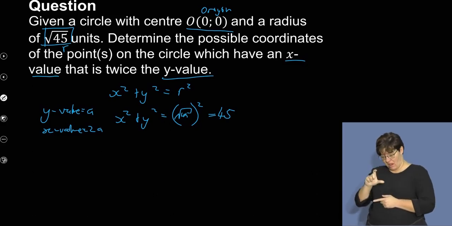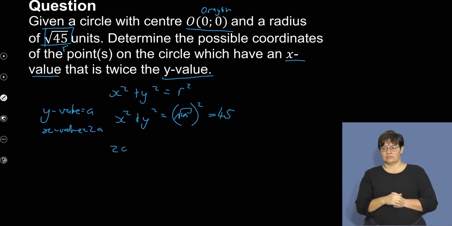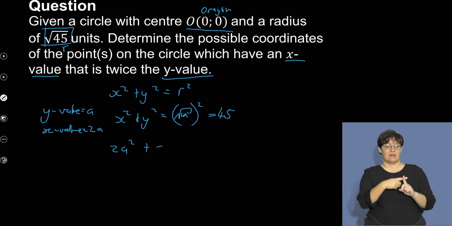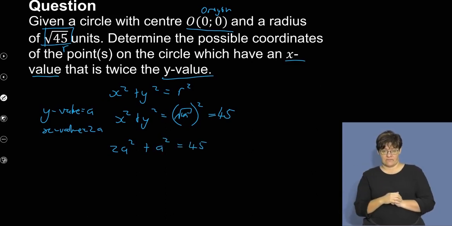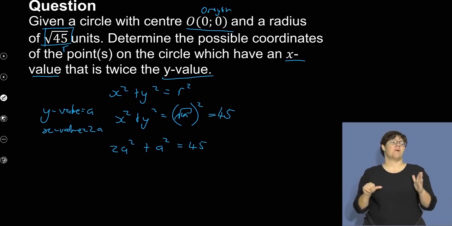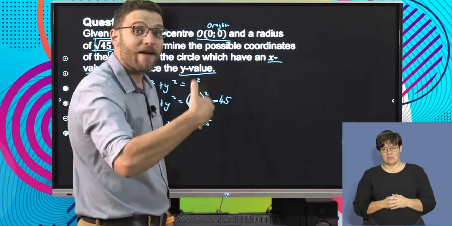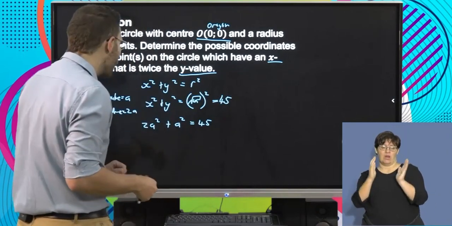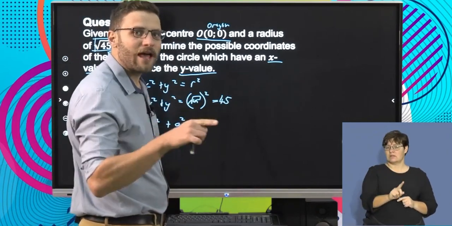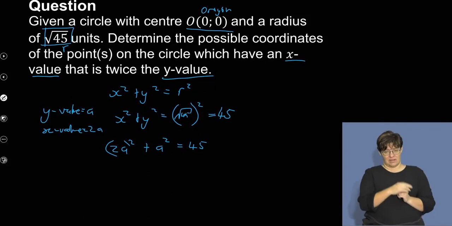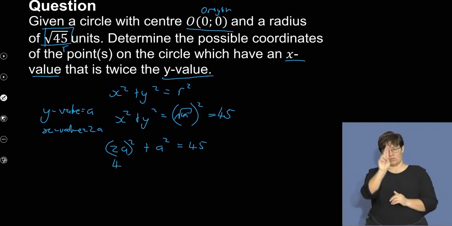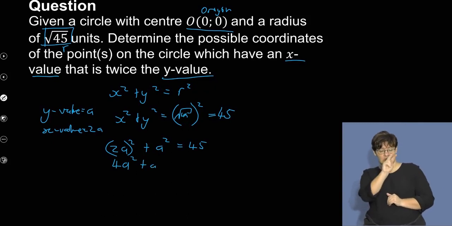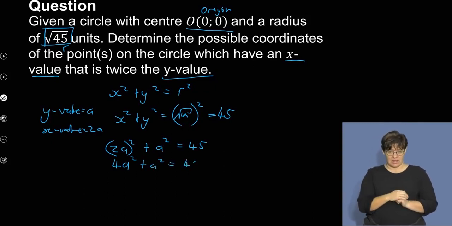So let's put these in. I'm going to go (2a) squared plus a squared is equal to 45. Again, this is so crucial. Whenever we substitute, we have to do that in brackets, because what am I squaring here? Here I'm only squaring the a, and what I want to be squaring is the whole x coordinate, which is 2a. And so if I do this, I'm going to get 4a squared plus a squared is equal to 45.